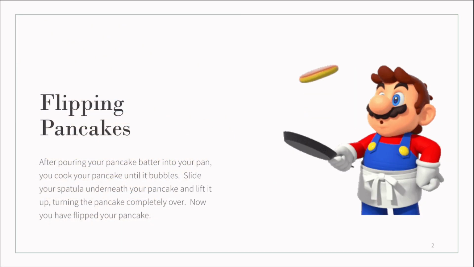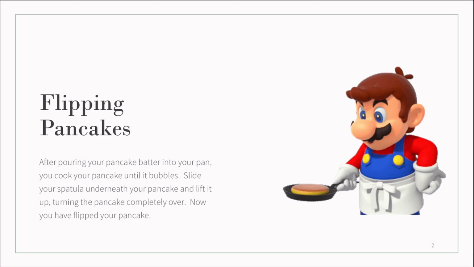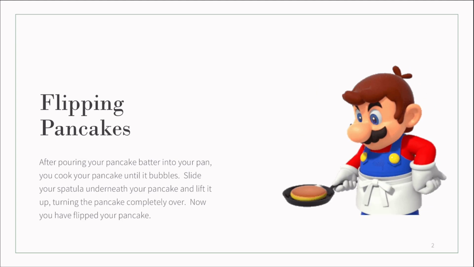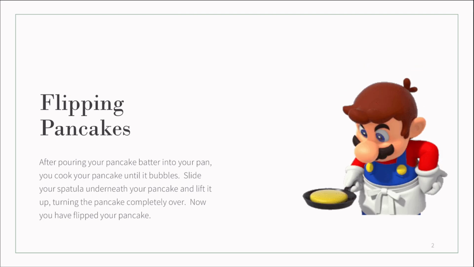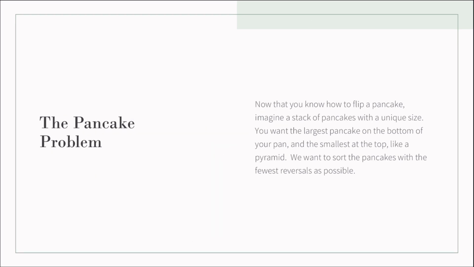After you pour your pancake batter into your pan, you cook your pancake until it bubbles. You then slide your spatula underneath your pancake and lift it up, turning the pancake completely over. Now you have flipped your pancake. So let's talk about the pancake problem.